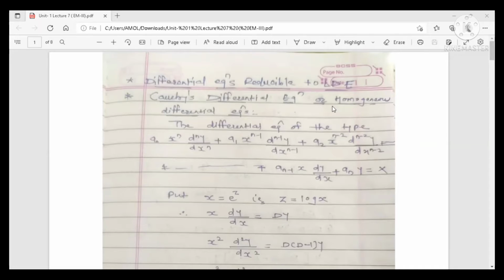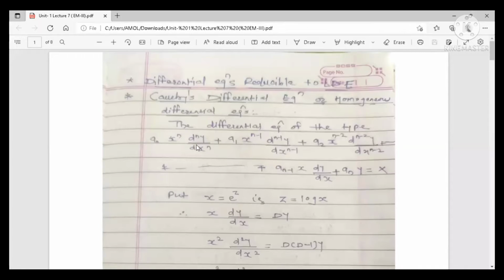The differential equation of the type a naught x raised to n into d^n y by dx^n plus a1 x raised to n minus 1 d^(n-1) y by dx^(n-1) plus a2 x raised to n minus 2 into d^(n-2) y by dx^(n-2) plus also up to an y is equal to X. Means with every derivative term, there is a polynomial function, and the degree of that polynomial function is equal to the order of the differential coefficient present in that term.